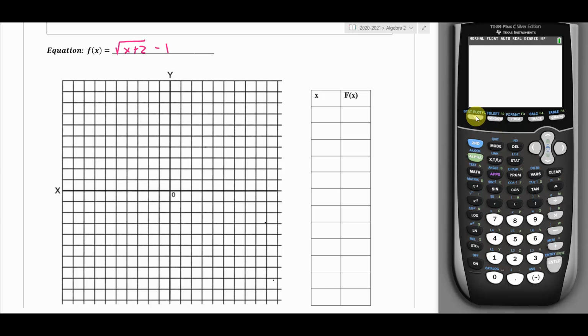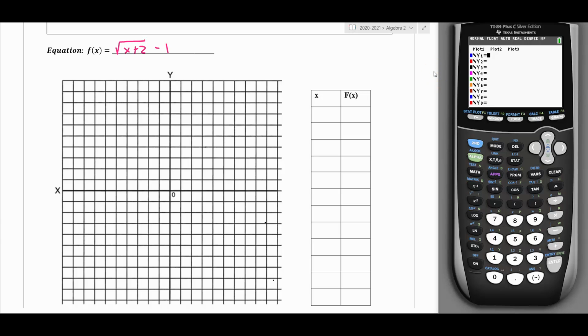What you're going to do is you're going to hit the y equals button, and this takes you to the equation screen, and this is where you can enter in your function. Okay, so for future reference, the y1 that you see on the calculator screen is the same thing as f of x. It means the same thing.